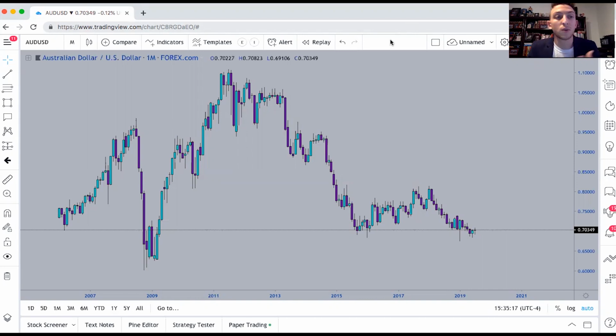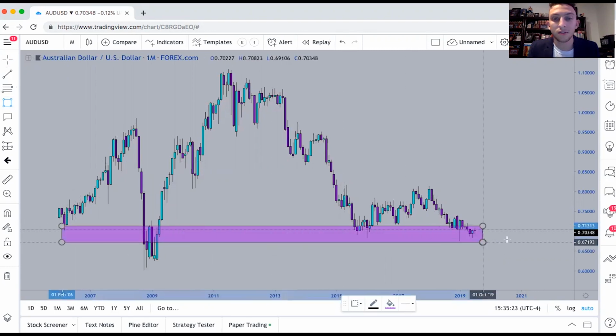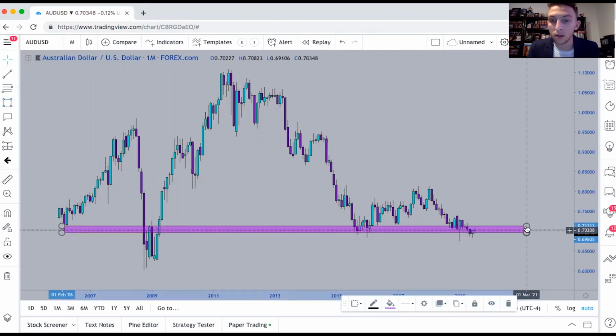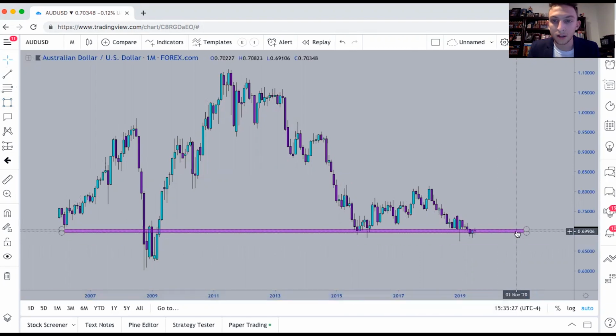All right, so how I do this is I go to my monthly time frame and I identify areas where the market has sensitivity. Looking here, we can see a clear area where the market has reacted and had lows and rejected multiple times. I'm going to go ahead and circle these areas for you as well.